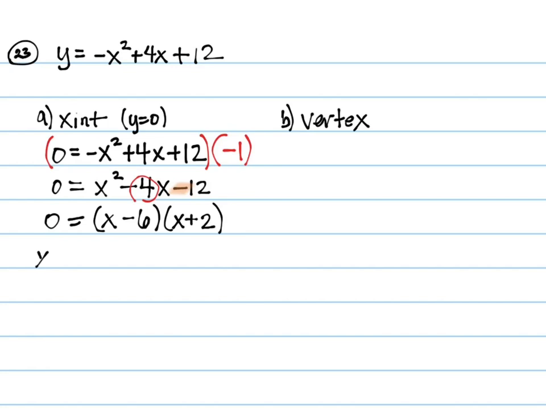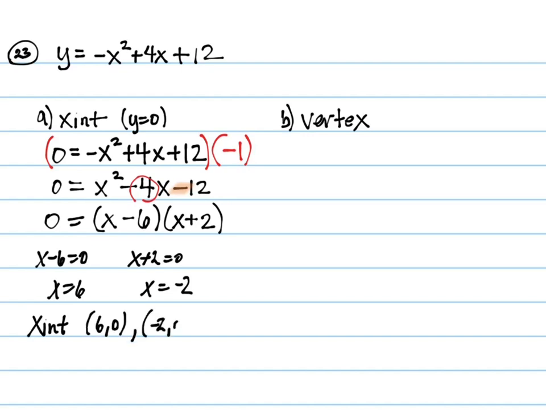Setting each of these equal to 0, x minus 6 equals 0, gives me x is 6. And x plus 2 is 0, gives me x is -2. I said negative and I didn't write it. There we go, -2. So my x-intercepts are (6, 0) and (-2, 0). There are 2 of them. Pretty typical for a parabola. Crosses the x-axis twice.